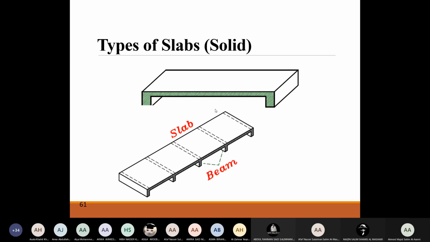One is solid slab, and you see in this solid slab, the slabs are supported by beams. So whatever Sulaiman has said as conventional, we call it conventional or traditional or solid slab, where our slab is supported by beams. Normally it's recommended that the slab is going to be from 5 to 6 meters.